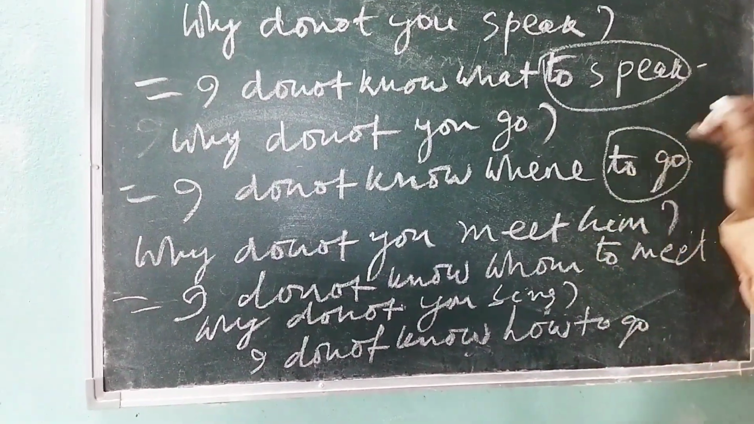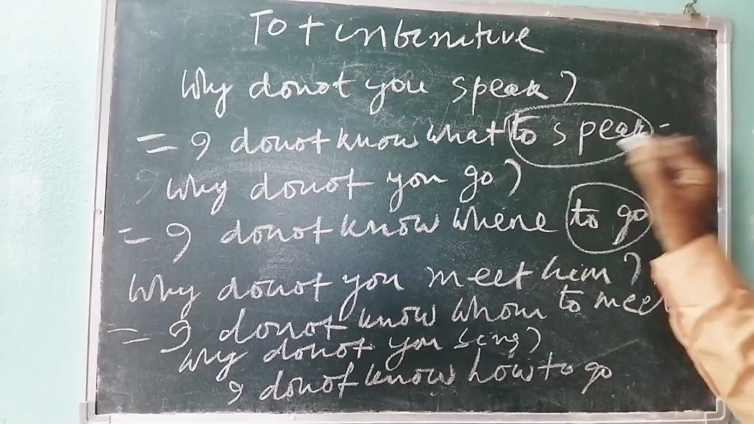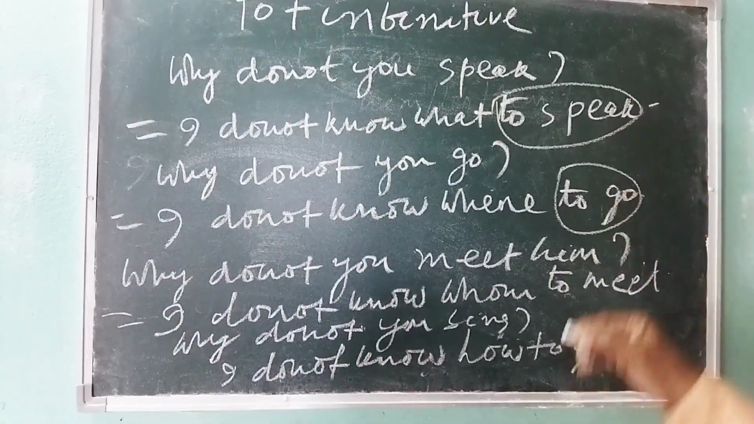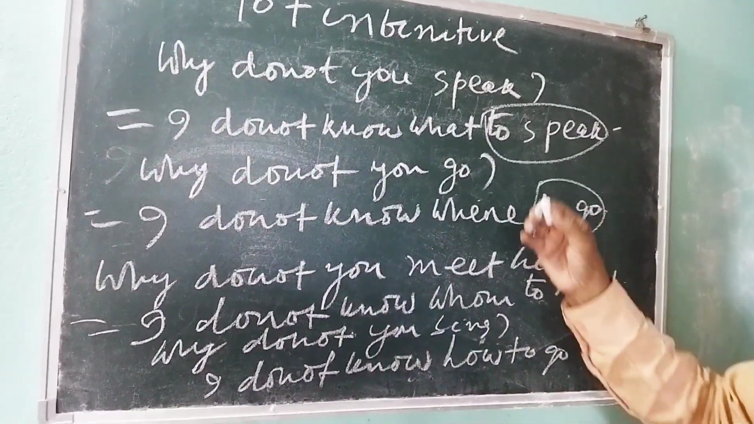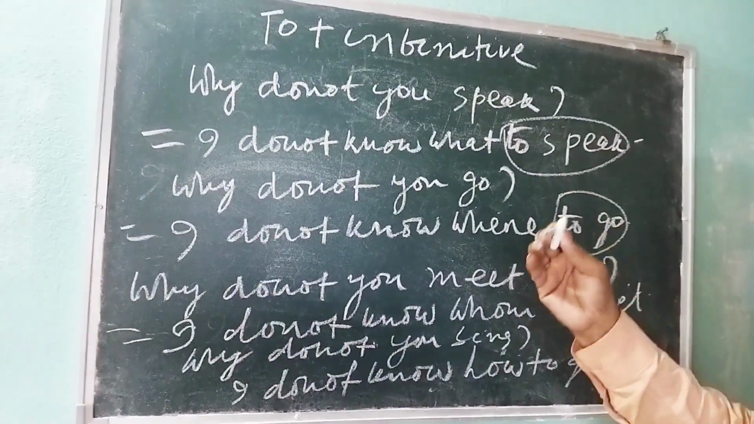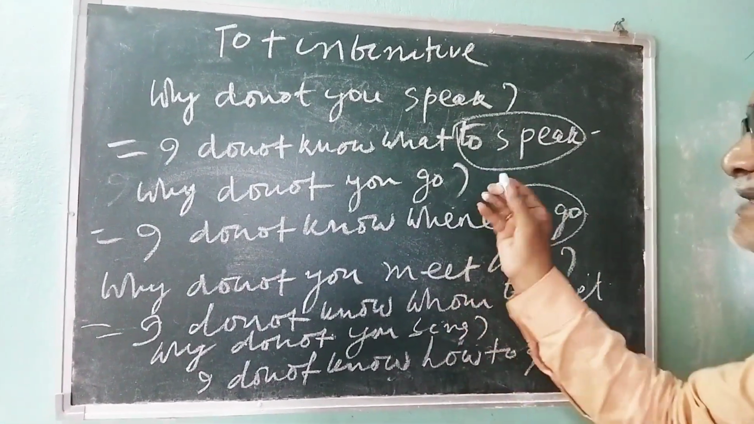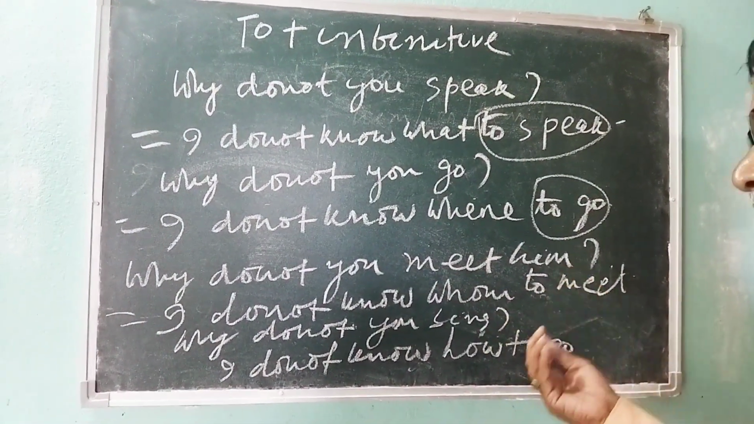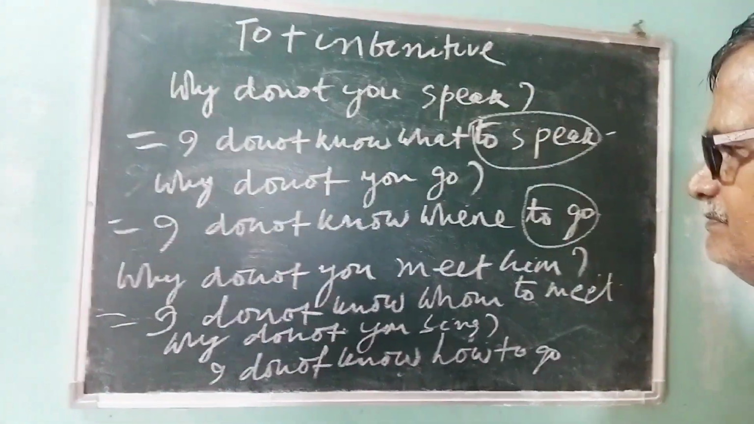So remember: what to speak, whom to speak, where to speak, when to speak, when to go, where to go, why to go. These are also called to plus infinitives. So you just remember the patterns of using to plus infinitives. First, I have told you, I want to go, I want him to go. I do not know whom to speak, I do not know where to go, I don't know what to sing, etc.